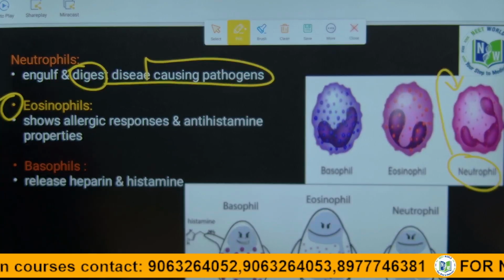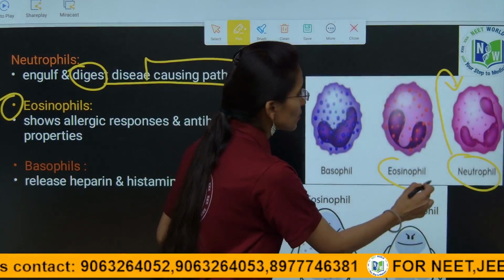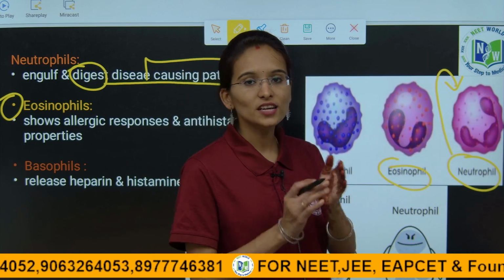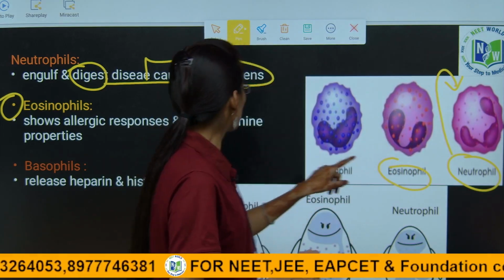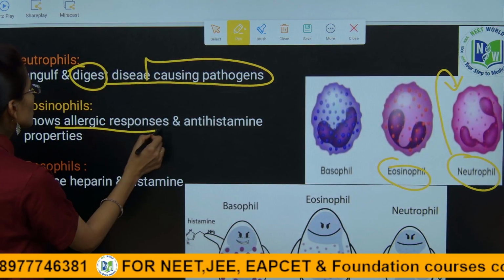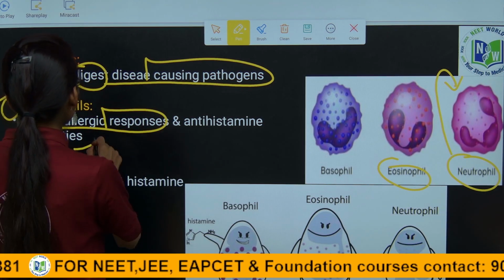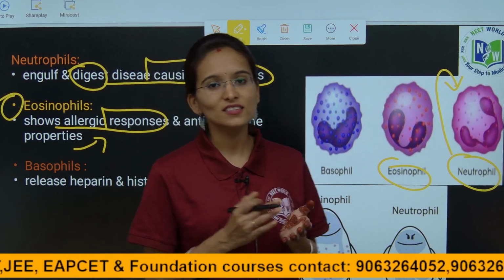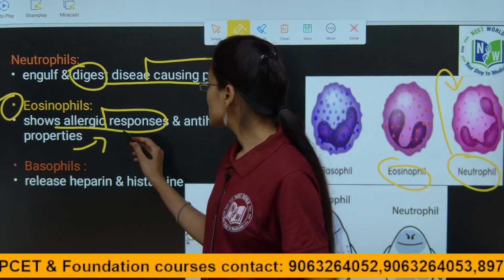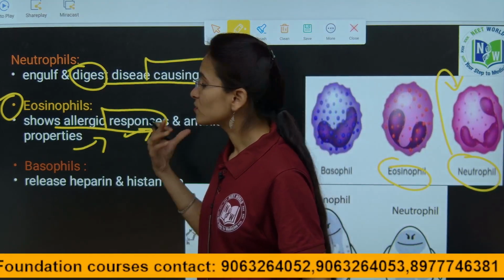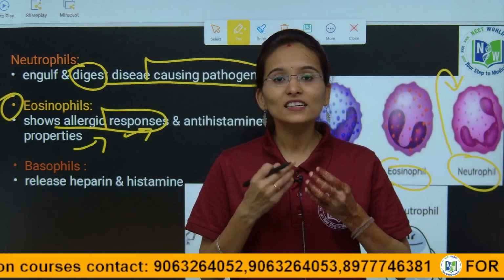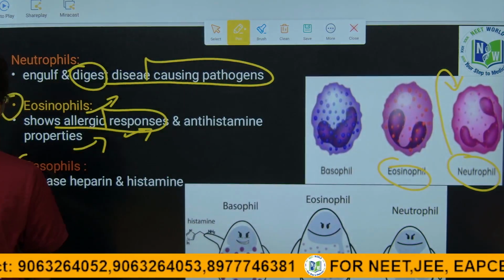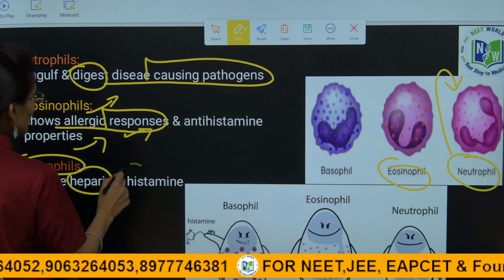Next, coming towards the eosinophils, they show the allergic responses. See here, the pathogens have entered and then it is going to digest them. Next, coming towards the eosinophils, they are going to show the allergic responses and antihistamine properties. When any pathogen enters our body, some allergic reactions take place. That allergic response to that particular pathogen is going to be shown by the cells called eosinophils.